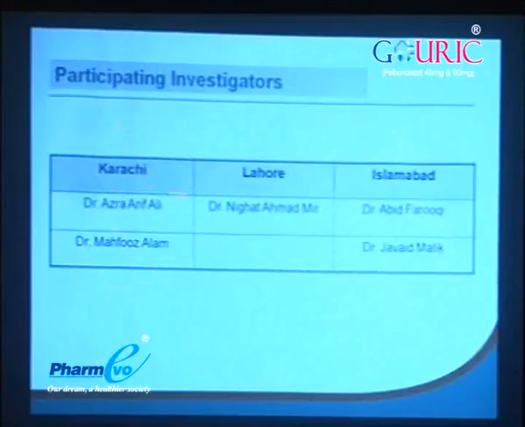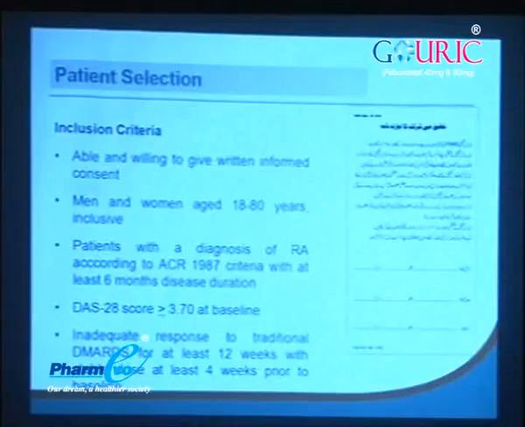These were the primary investigators, and these were the different centers. These were the inclusion criteria. They are long. Men and women aged 18 to 80 years. We had the consent form in Urdu, in our own language, and patients with the diagnosis of RA according to the old criteria, and a DAS score at baseline.